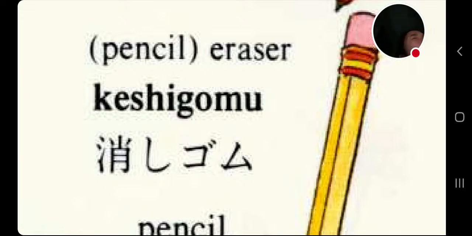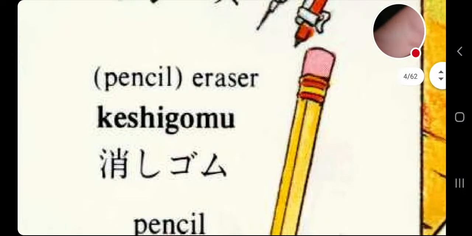Rubber. Just like the gom. Gomu-gomu, no? Diba? Si One Piece? Si Luffy? Gomu-gomu. Diba? Rubber kasi siya. Gomu-gomu. Gum. No? From gum. Kaya gomu. That's rubber. Kaya si gomu.